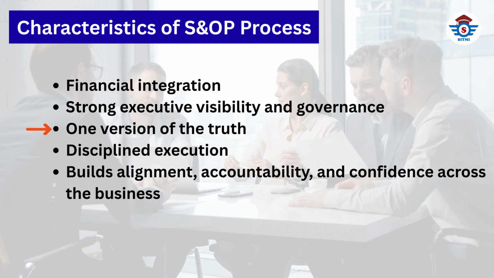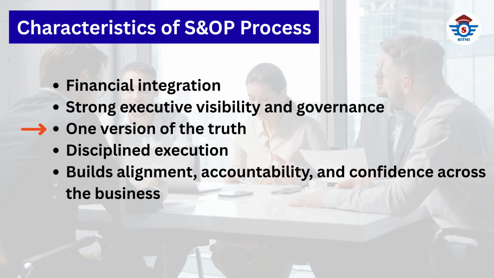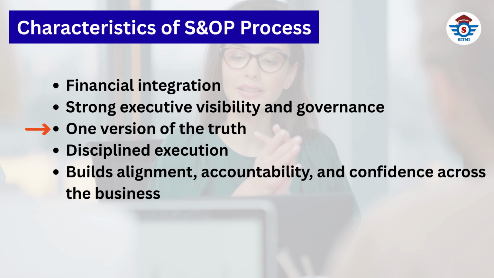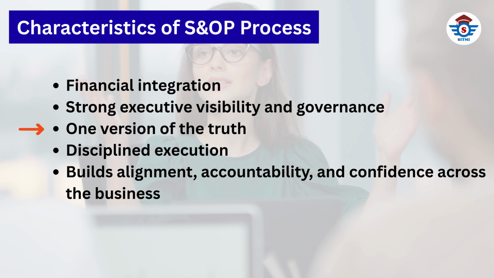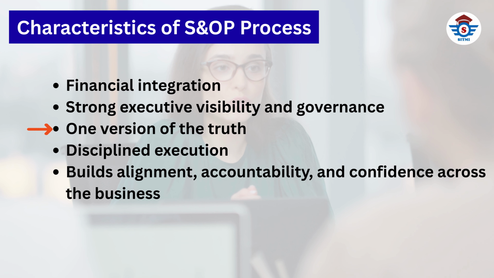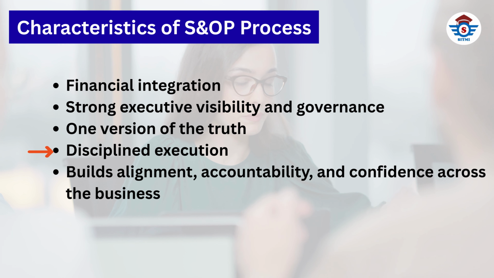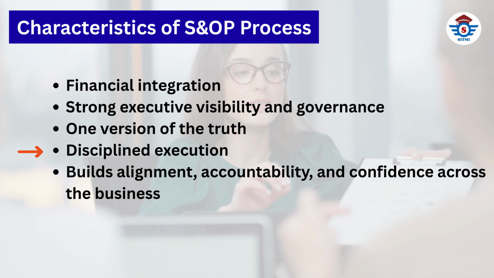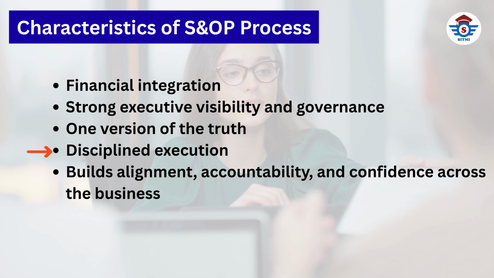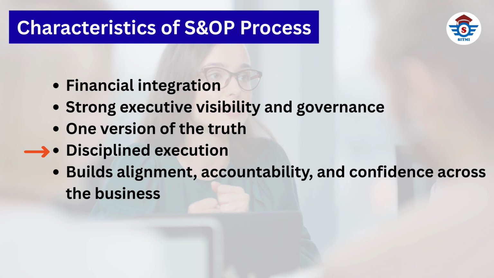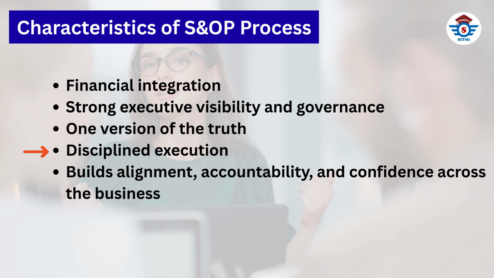Another key characteristic is that S&OP creates one version of the truth. One demand plan, one supply plan, and one financially approved plan are followed across the organization. The next characteristic is disciplined execution. Once approved, plans are loaded into ERP systems, ensuring MPS and MRP run with aligned numbers and execution stays synchronized.